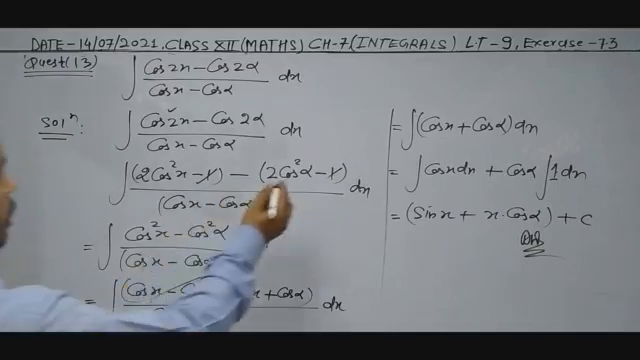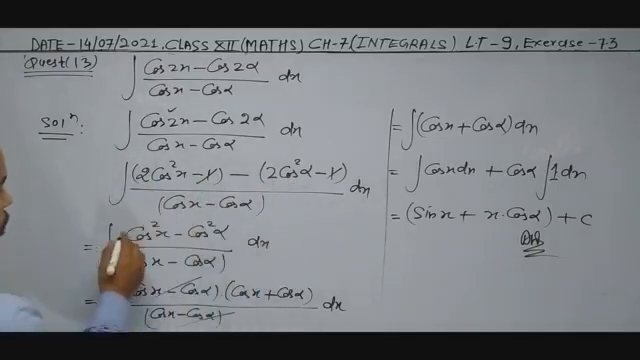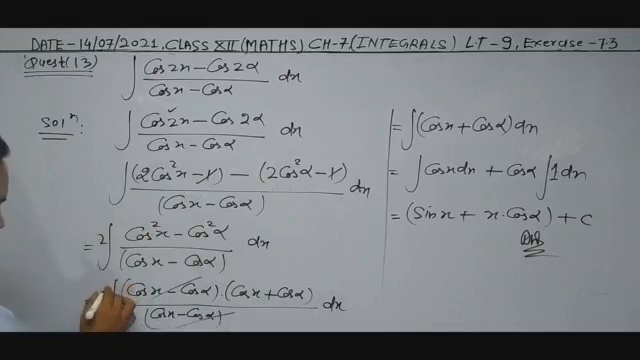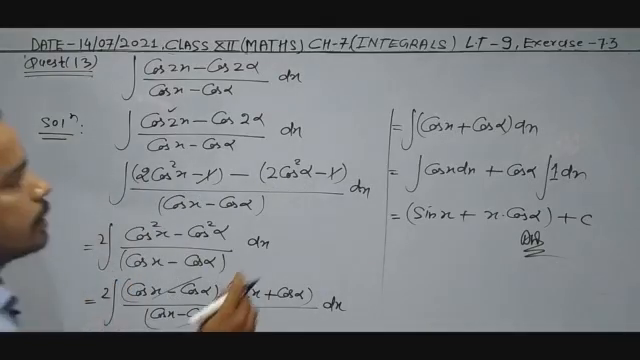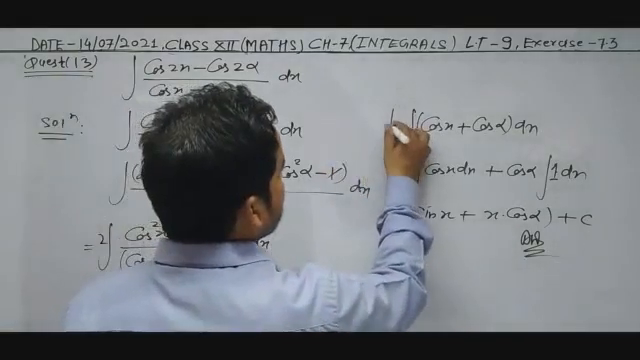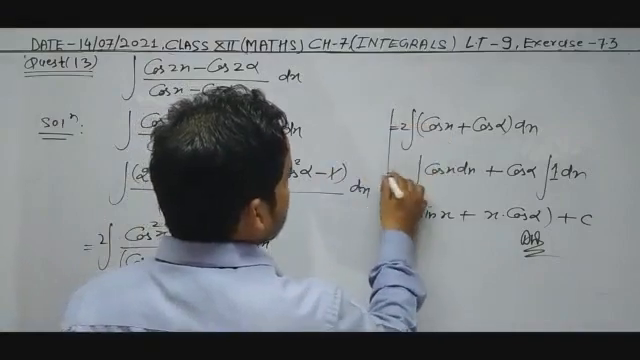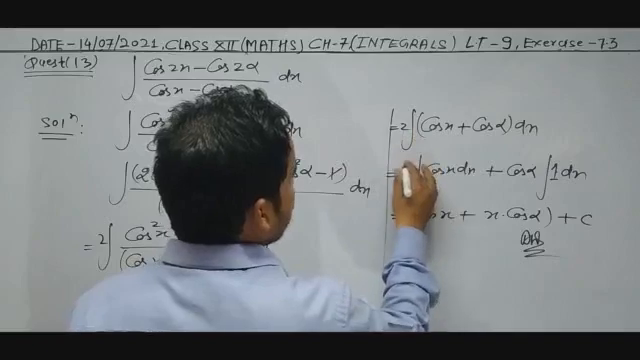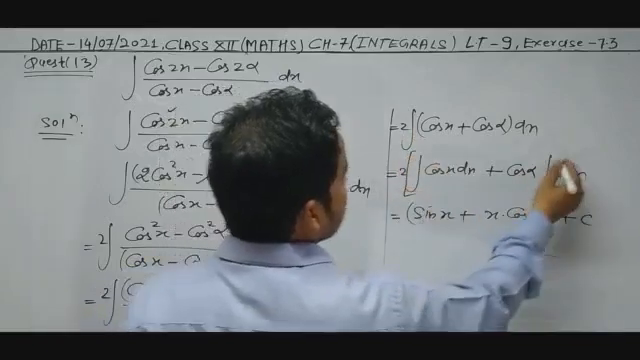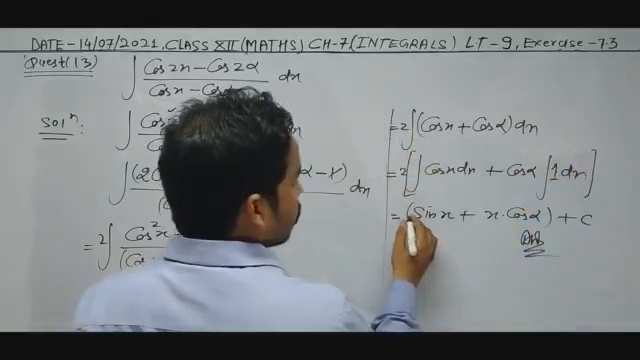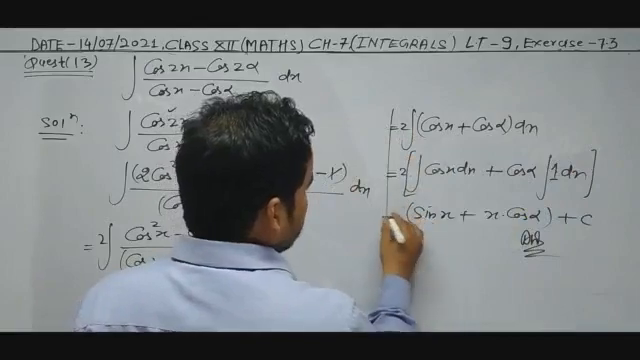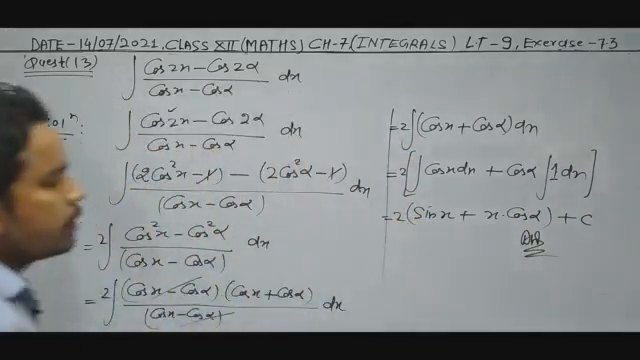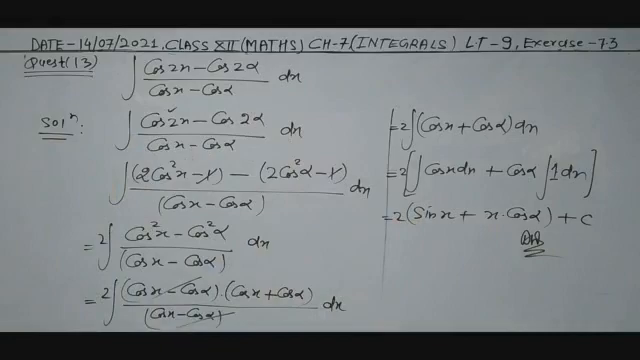In this question, 2 is left and I have taken 2 common, so 2 will be outside the integration. That result will be 2 times sin x plus 2x cos alpha.